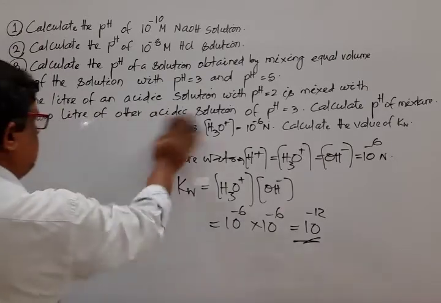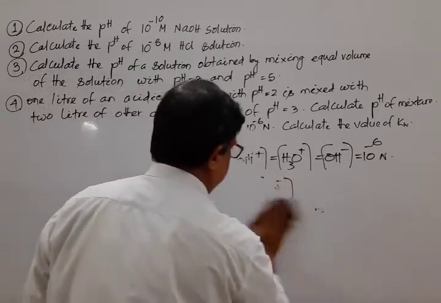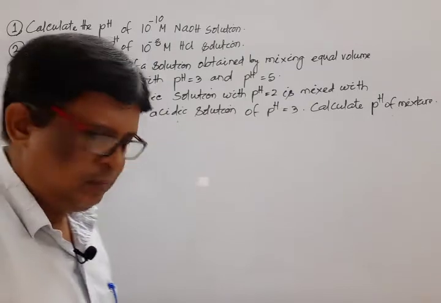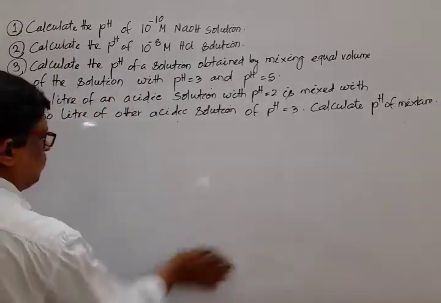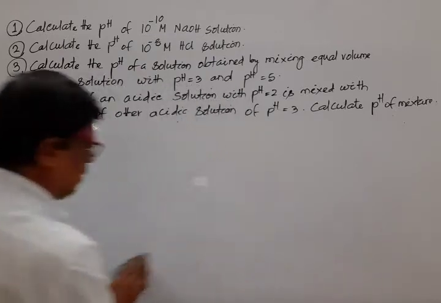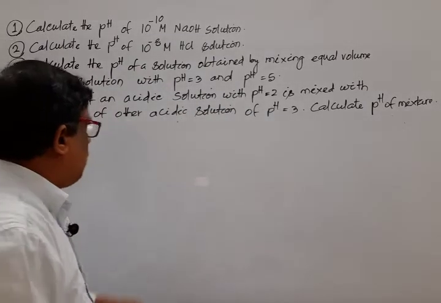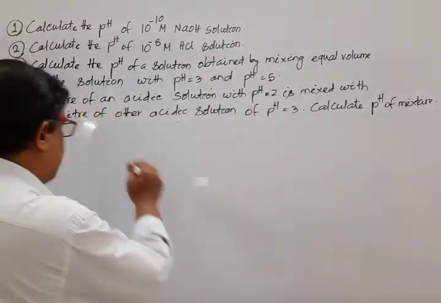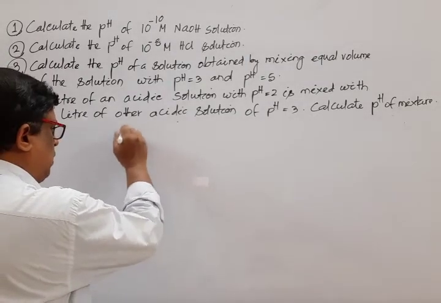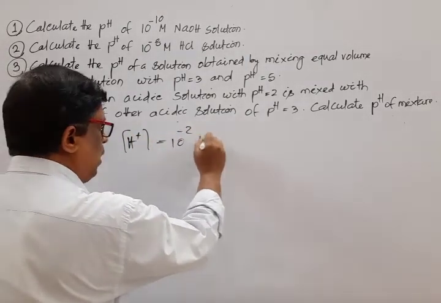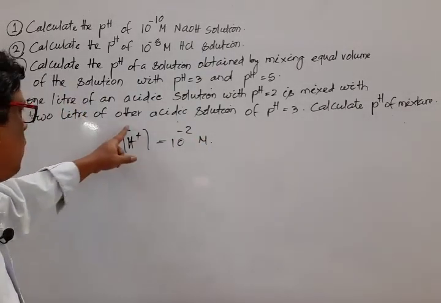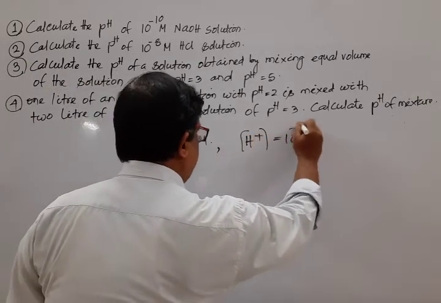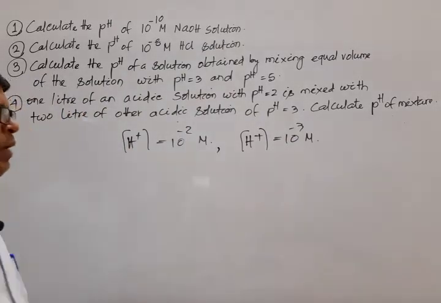Mark that. What is the next question? Mark the question. 1 liter of an acidic solution of pH 2. If pH is given, then the H plus ion concentration is equal to 10 to the power minus 2 M. It is mixed with 2 liter of another acidic solution of pH 3, meaning another H plus ion concentration equal to 10 to the power minus 3 M. Calculate the pH of the mixture.